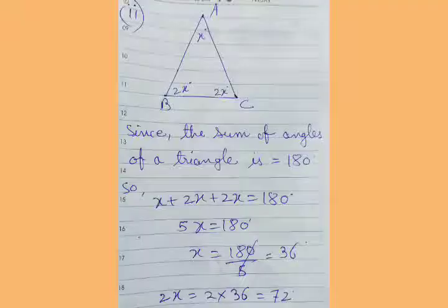So the value of x is 36 and the value of 2x will be what? 2 into 36, that is 72 degree. Clear? So like this you can solve.